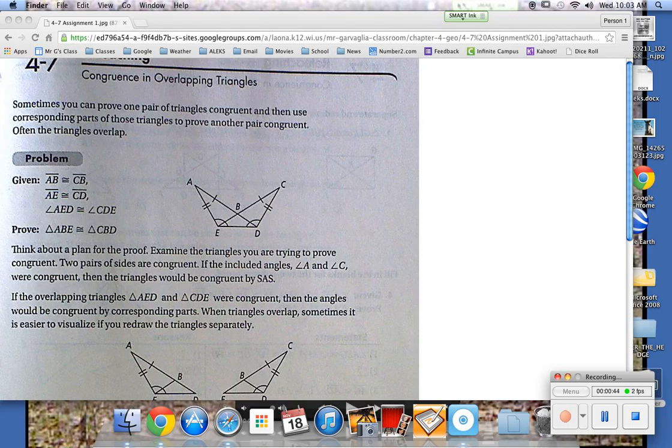All right, but we are going to go through this, and we're going to go through a proof because I want you to understand how they know that these two overlapping triangles are congruent. All right, and it's important to see this.